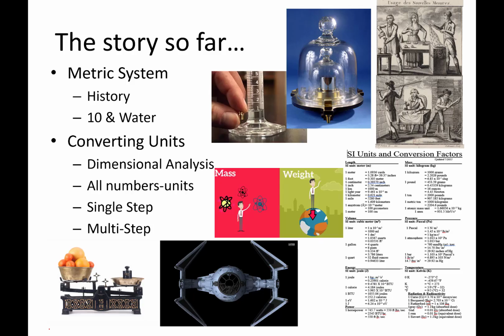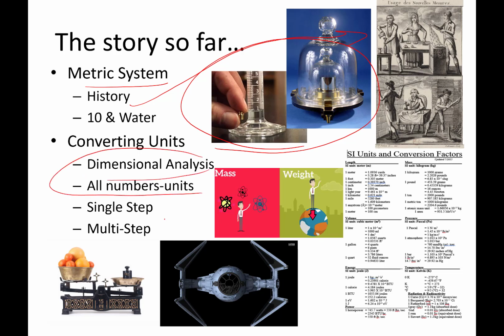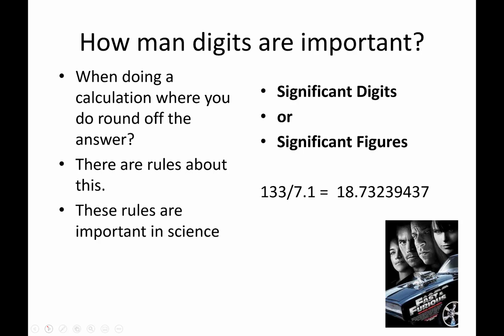The story so far, last week we talked about the metric system, its history, the fact that about 200 years ago there were not consistent digits, so they had to invent this interlaced system of meters, liters, and grams. We started talking about converting units. We've gone through single-step and multi-step conversions. And along the way, as we did that, we did mathematical calculations.